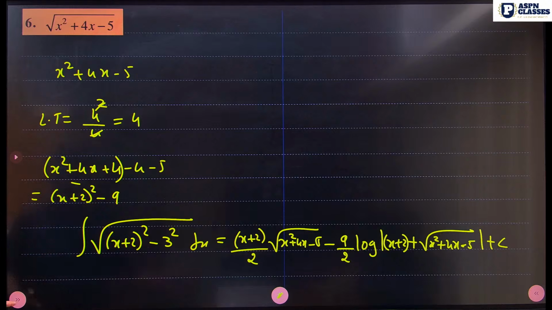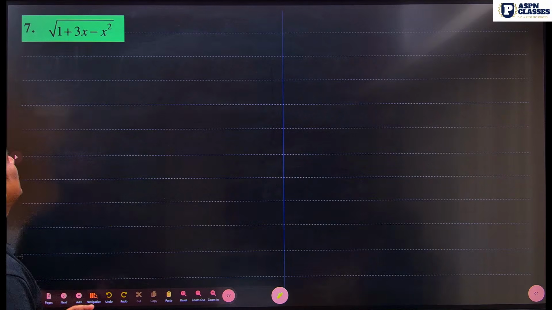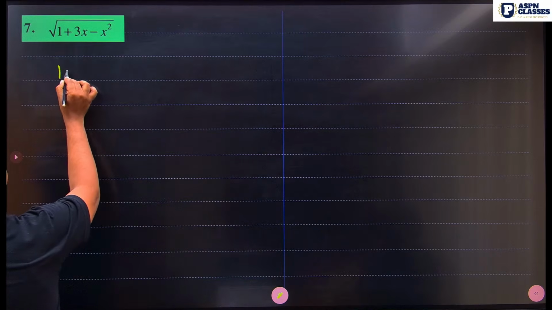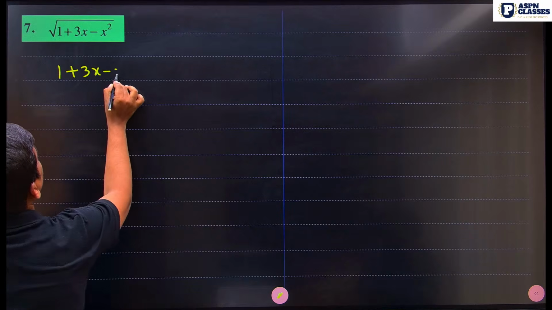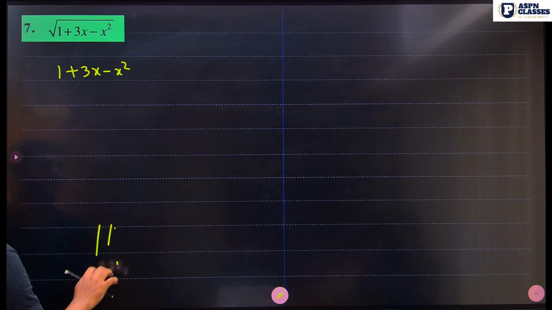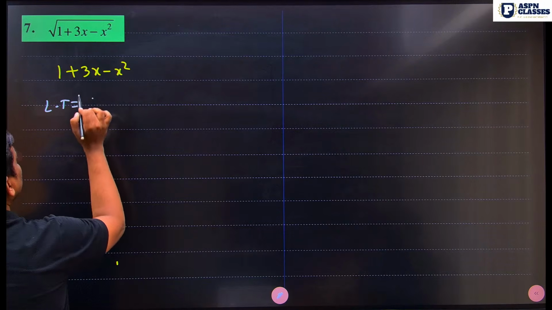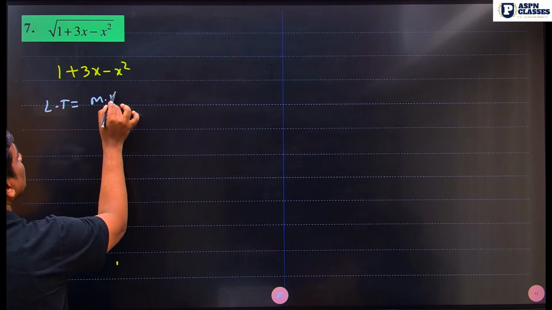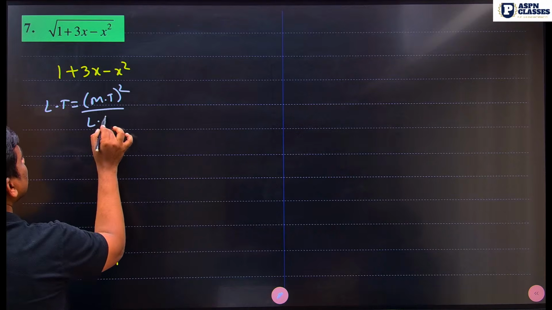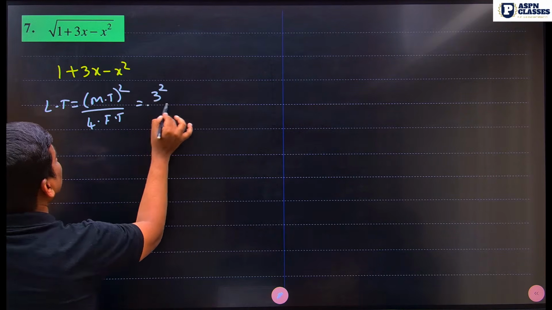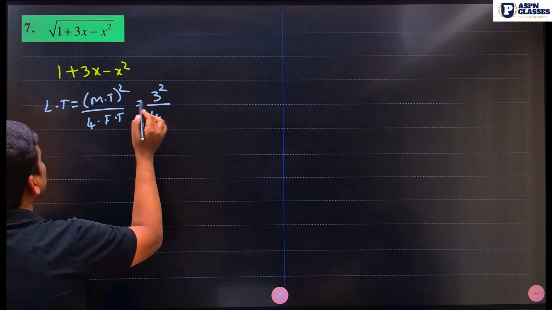Okay, so let us move on to the next question, the 7th one. Again we get a negative result, so first write it, 1 plus 3x minus x square. So now I'm going to apply the last term formula, middle term. Now there is one new number. Up to now we were getting the same answers, now it is a different result. 4 into the first term. The middle term is 3. 3 square divided by 4 into the first term, which is 1.